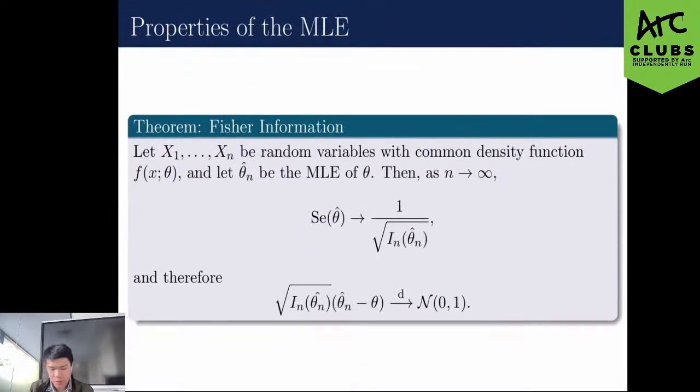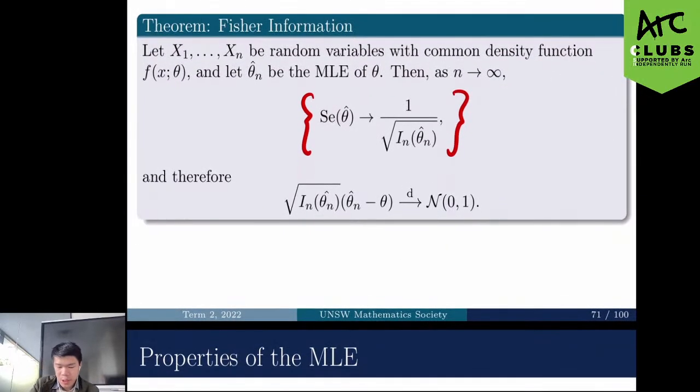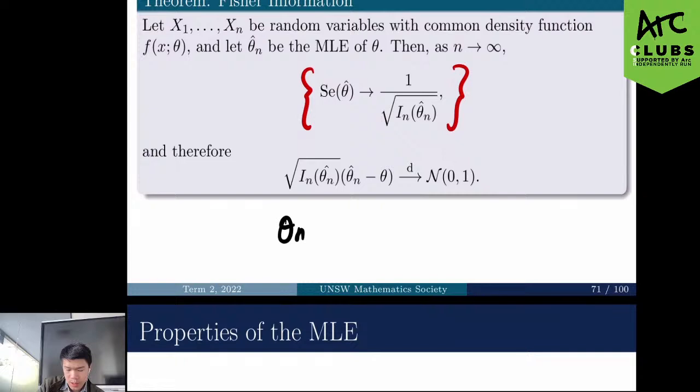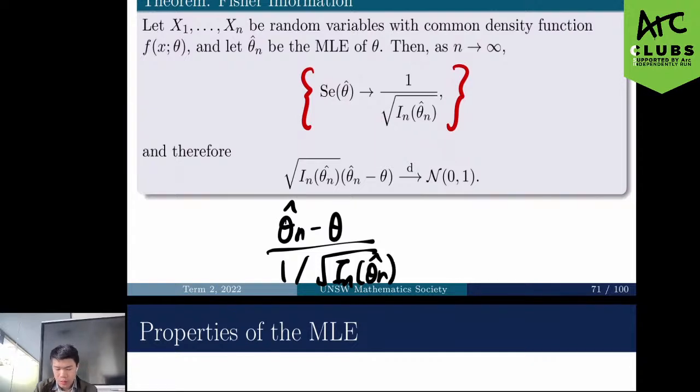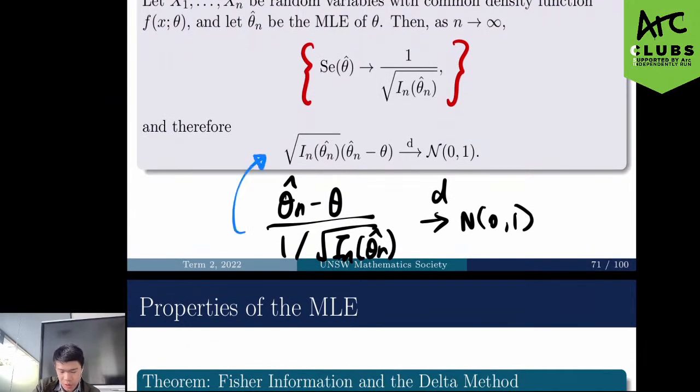And so once we have the Fisher information, the standard error approaches 1 divided by the square root of the Fisher information. Right? And that means if we actually sub this in, we get the estimator minus the parameter divided by 1 divided by the square root of the Fisher information. So that if that is N(0,1), then also we simplify it a bit. We just get the square root of the Fisher information times this approaches N(0,1).